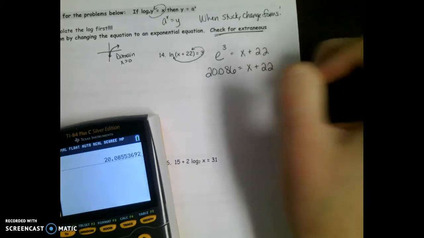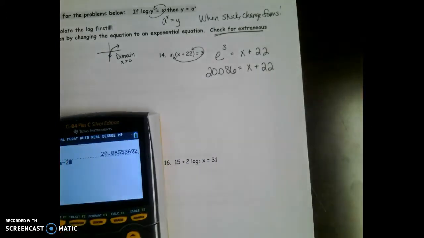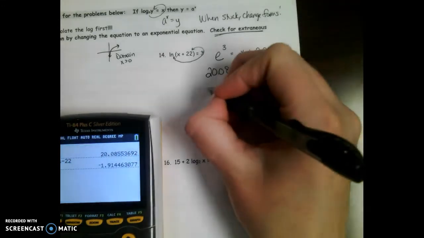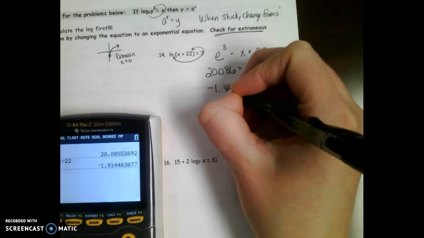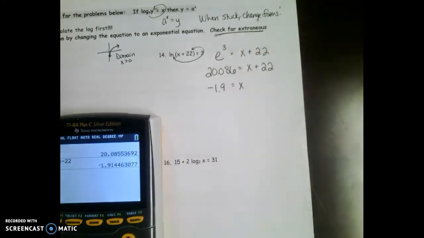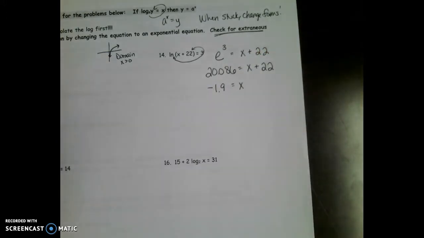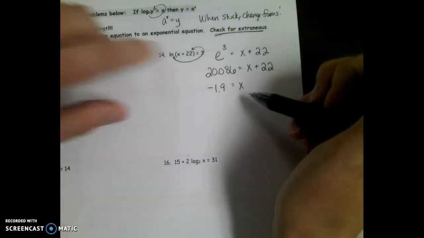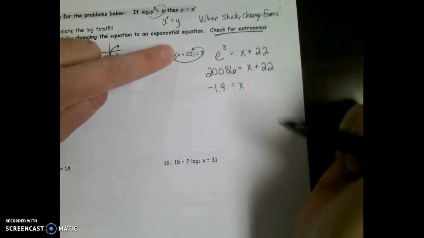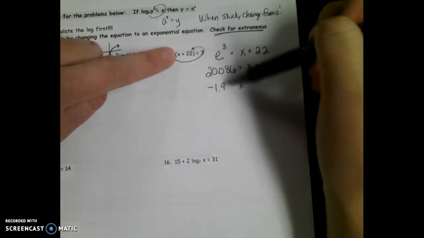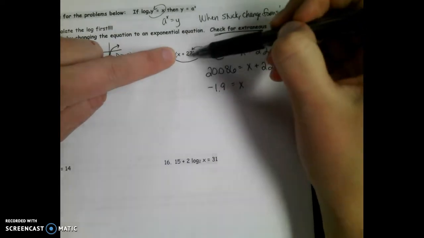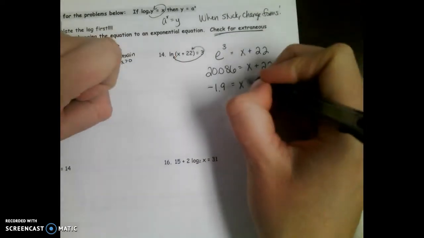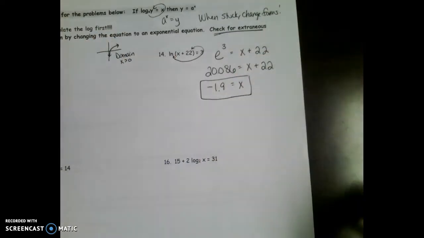And then finish solving by subtracting 22 on both sides. So our answer is negative 1.9 approximately. You do need to check this solution to make sure that it doesn't create a negative number inside the log. So if you took this number and added 22 to it, would it be a negative number? No, it would not. So that is our solution.